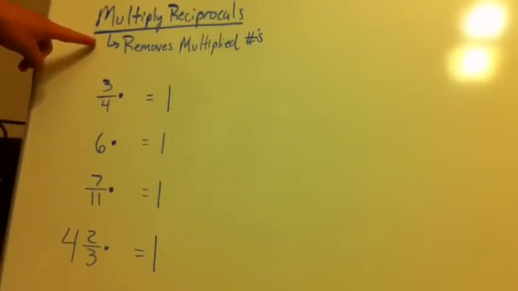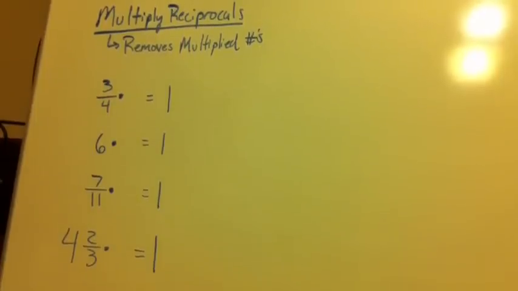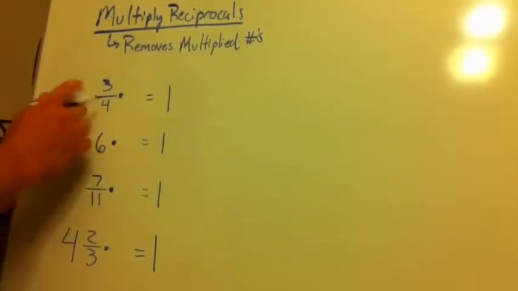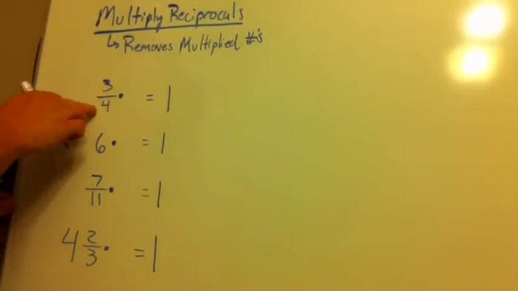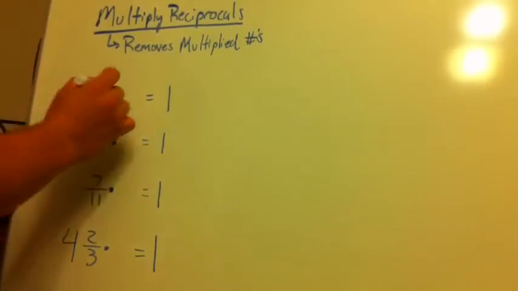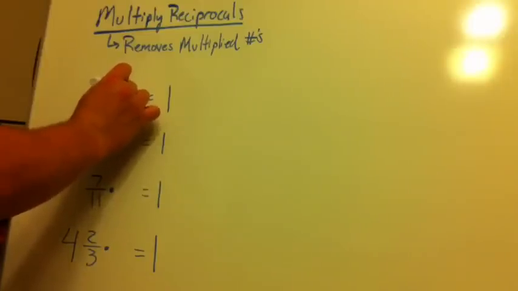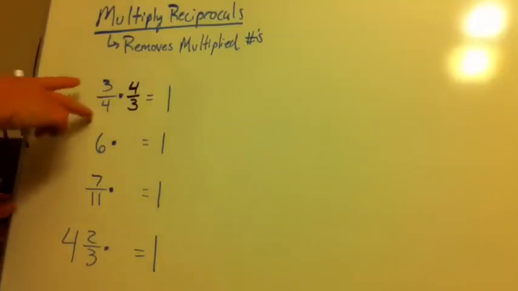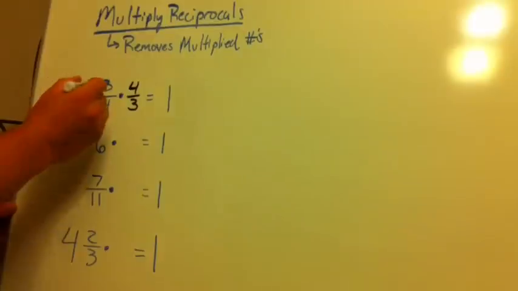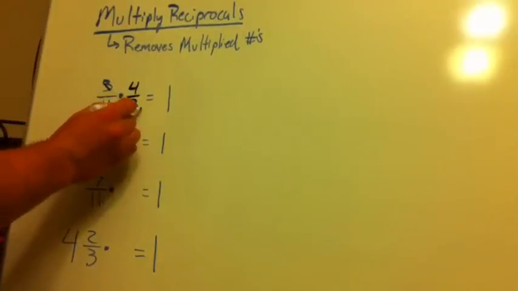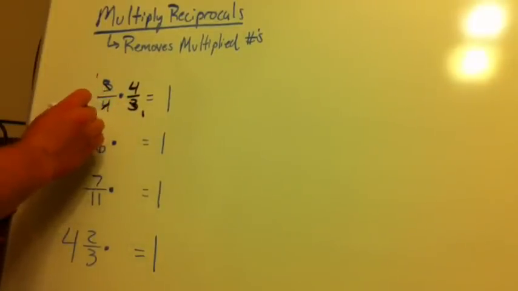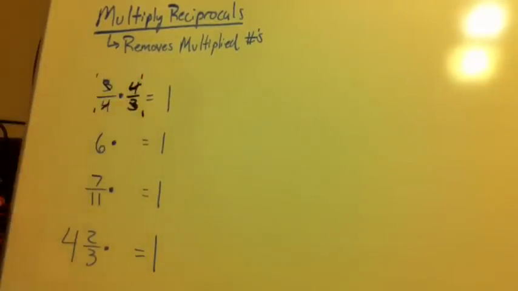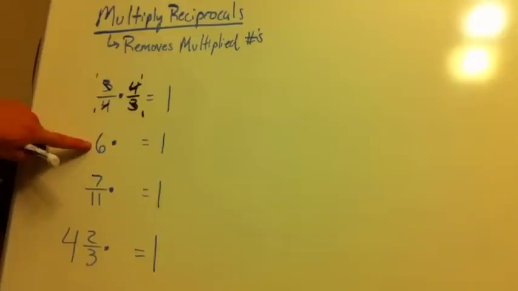Now we want to start taking a look at the next rule, multiplying by reciprocals. What this will do is help get rid of a multiplied number, and it will turn it into 1. And there's reasons for that. We'll get to it. So we have 3 over 4. I need the reciprocal of 3 over 4, because when I multiply it by its reciprocal, I will get 1. The 3's will cross off. The 4's will cross off. And I end up with 1 across, and I get 1.